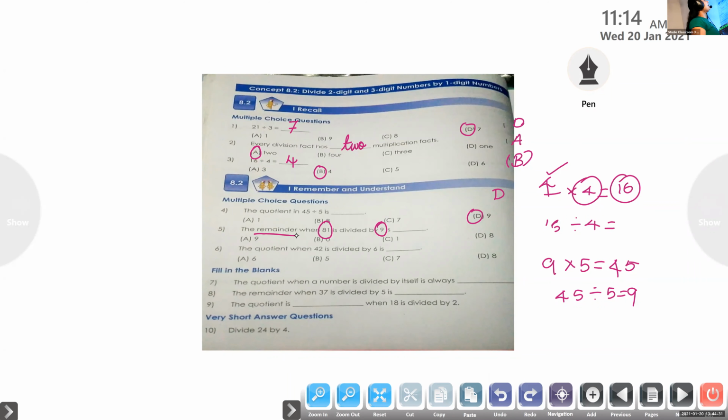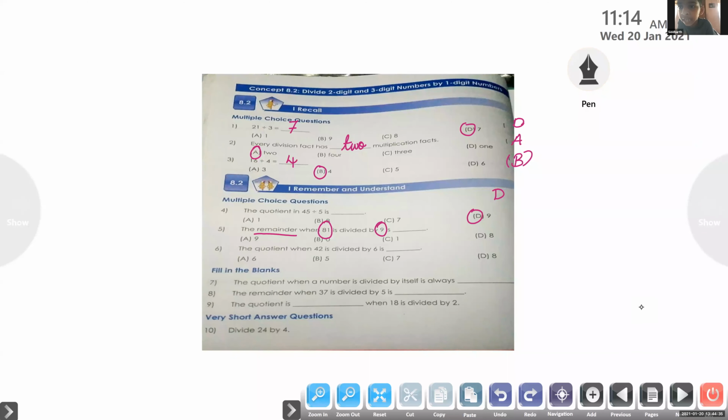Here, is 81 coming in the table of 9? Yes, because 9 9s are 81. It is coming in the table of 9. So we can say the remainder will be 0. If it is coming like that, the remainder will be 0.